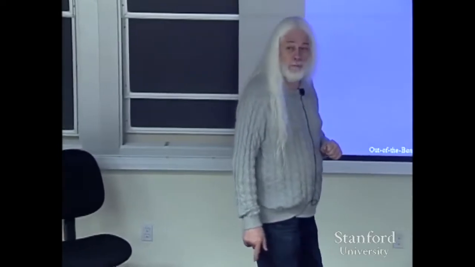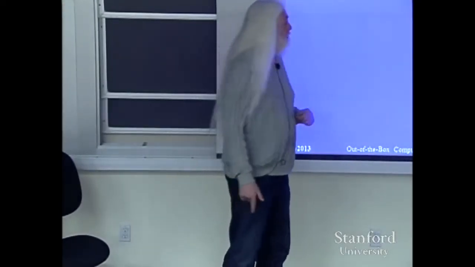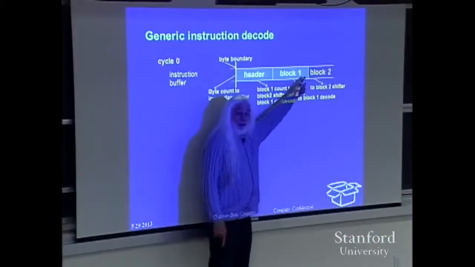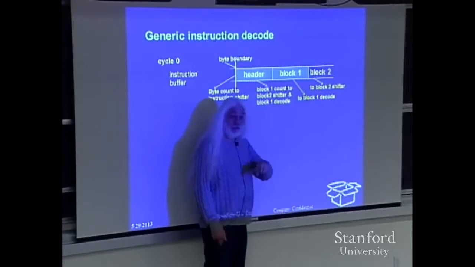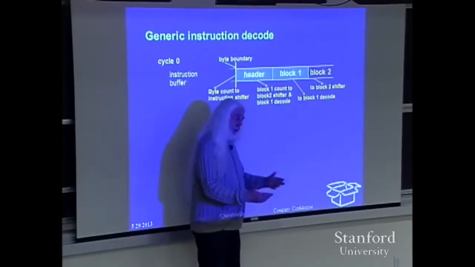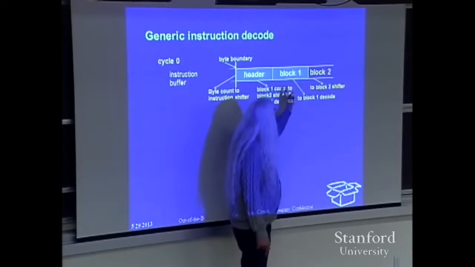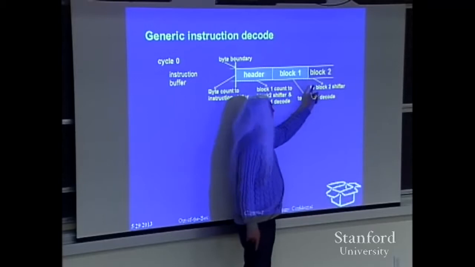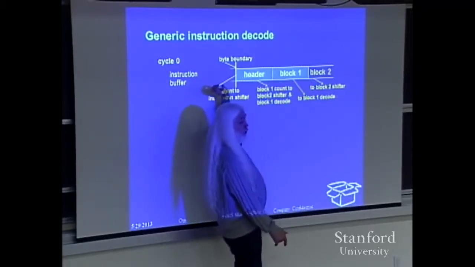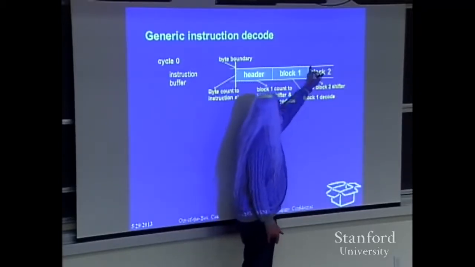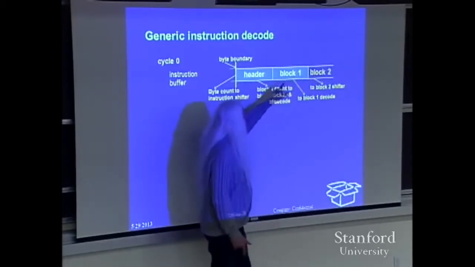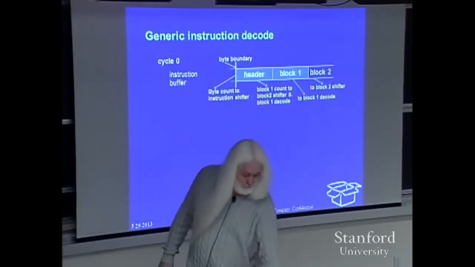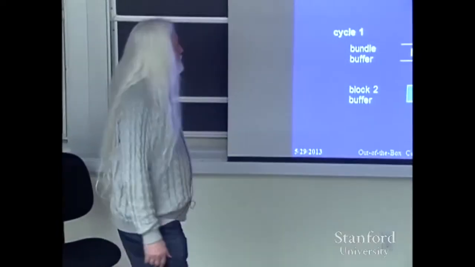So we can immediately begin decode of block 1. In addition, because we know how many are actually present in block 1, we'll send that count to that decoder and shifter so it knows how much to throw away. Because we know how many there are, we know where that is. And at the same time as we're shifting the whole bundle, a different shifter is going to be starting there and shifting block 2 into a block 2 buffer. Well, 1 cycle later, this is what you got.